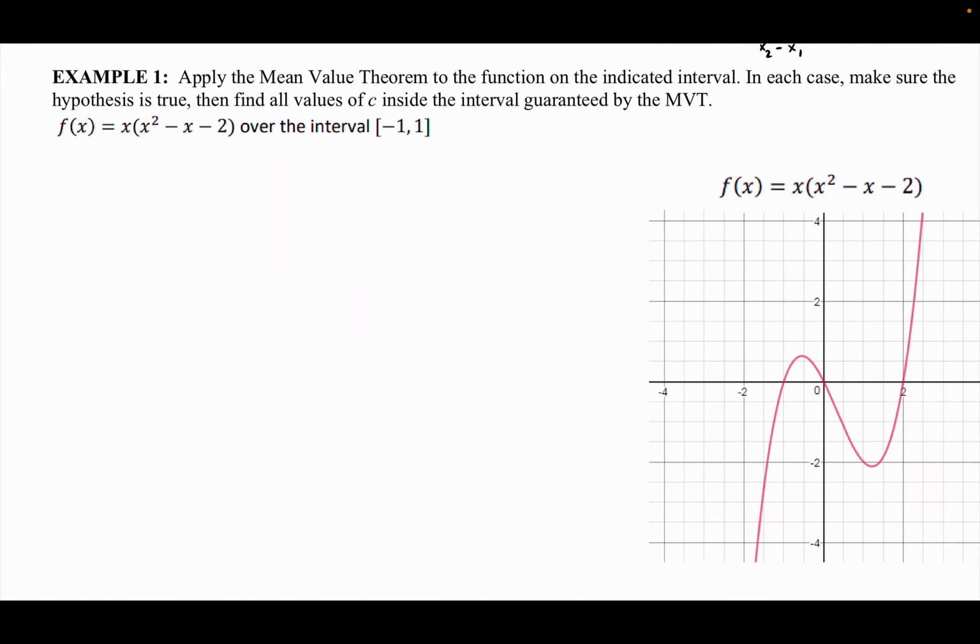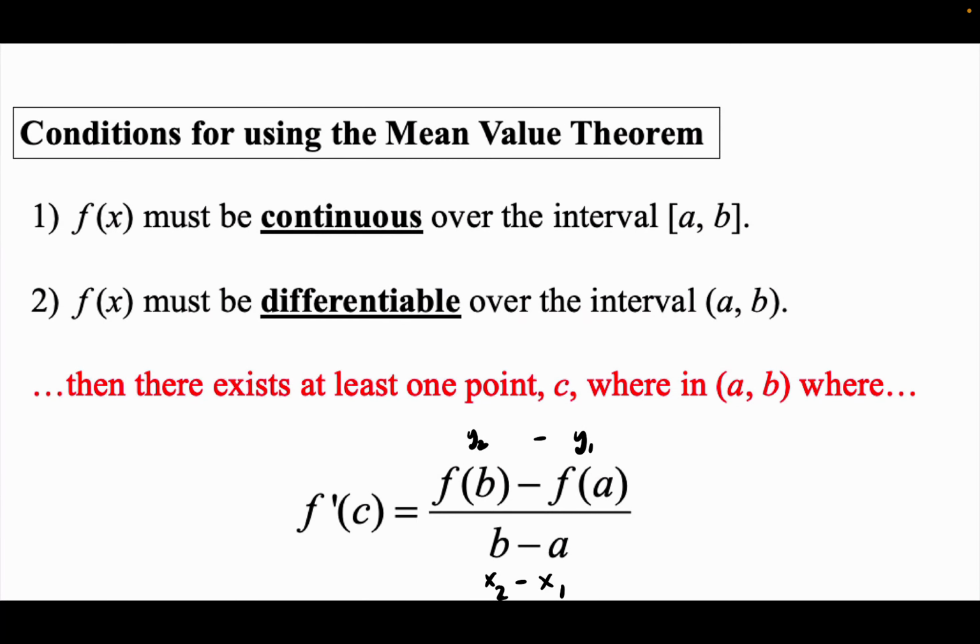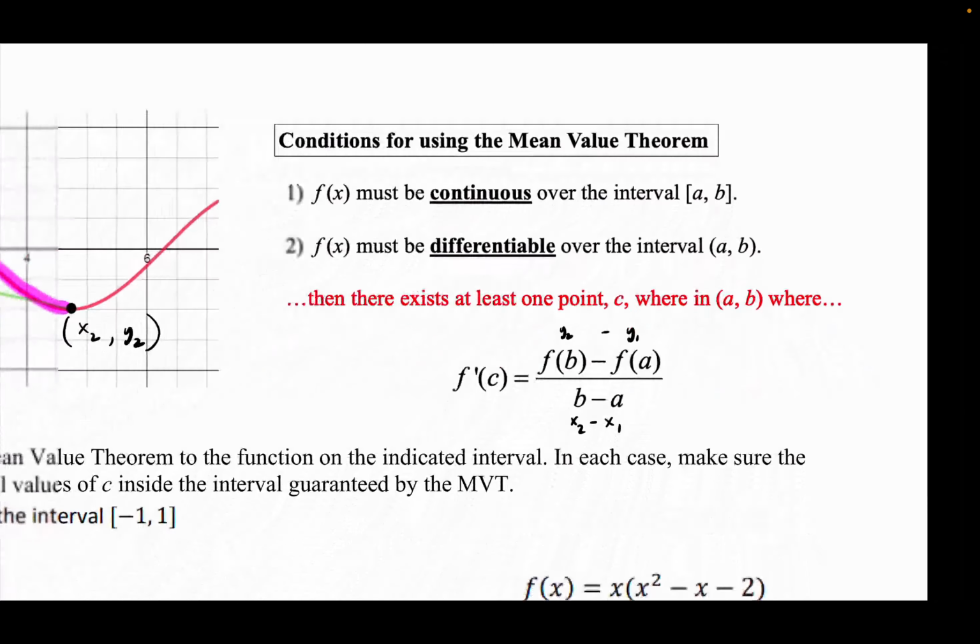So example number 1. Apply the mean value theorem to the function in the indicated interval. In each case, make sure the hypothesis is true. So what do we mean by hypothesis? Make sure those two conditions are met. If they're not, we can't use the mean value theorem.